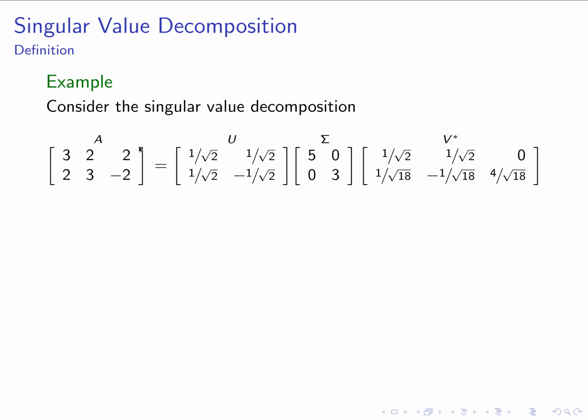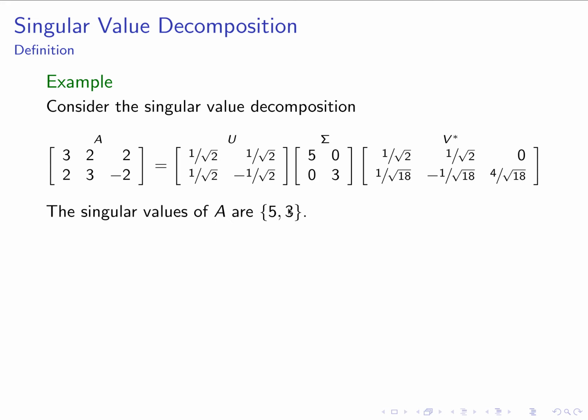And we've expressed A as the product U times sigma times V conjugate transpose, where U is a 2 by 2 matrix with orthonormal columns. Sigma is a 2 by 2 diagonal matrix with diagonal consisting of positive numbers listed in decreasing order. And then V is a 3 by 2 matrix whose columns are orthonormal. Note that in the factorization, we're taking U times sigma times V conjugate transpose, so the matrix we're looking at here is the conjugate transpose of V, not V itself.